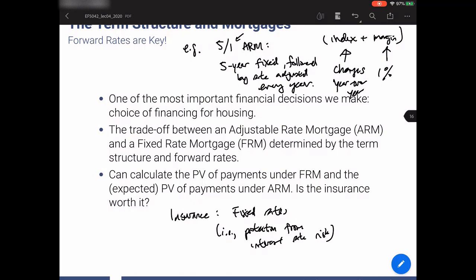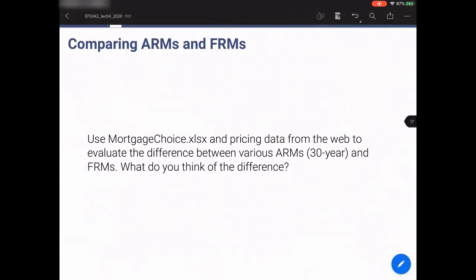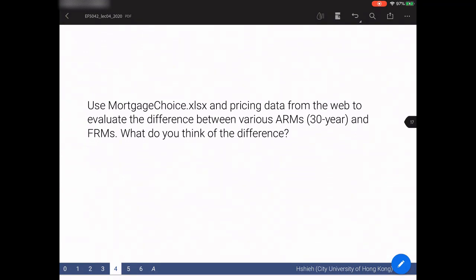All right, so slide 17 I will go over in a separate lecture video. It is an example comparing adjustable mortgage rates and fixed mortgage rates. Okay, so I'll skip this for now.